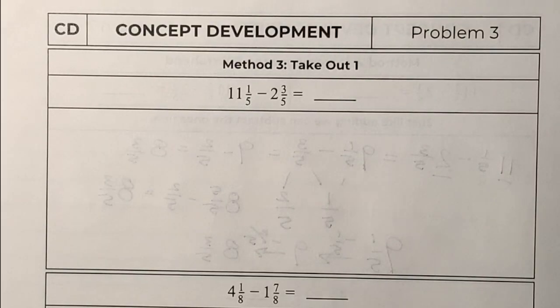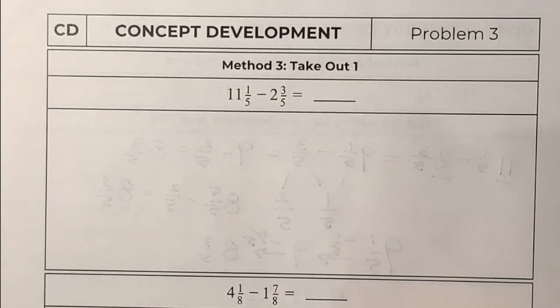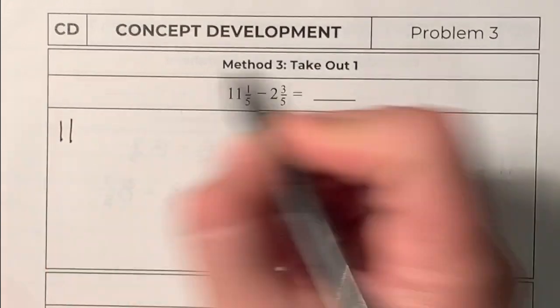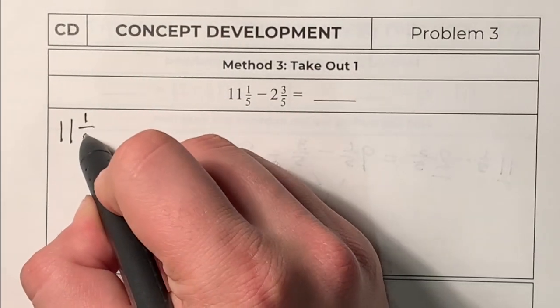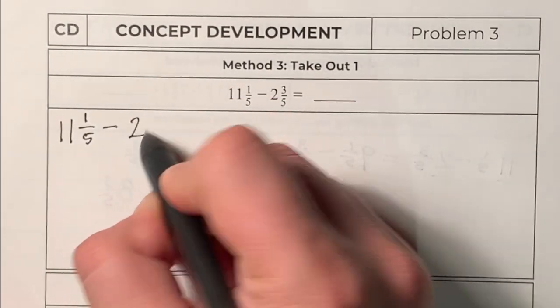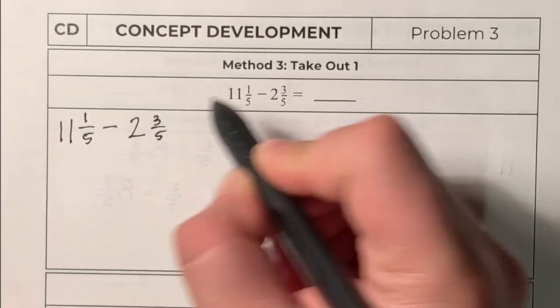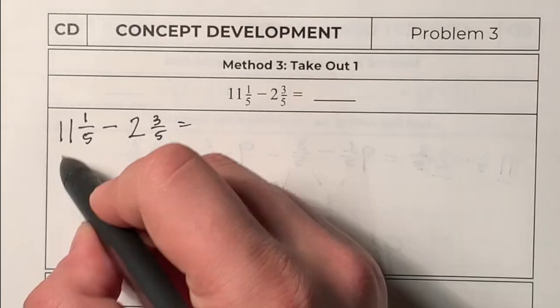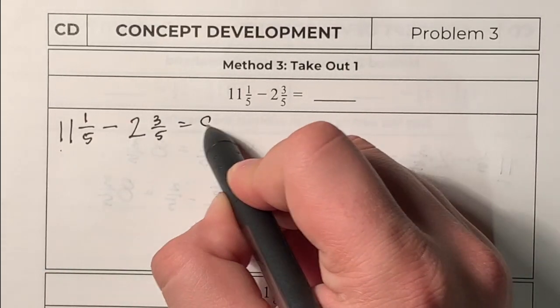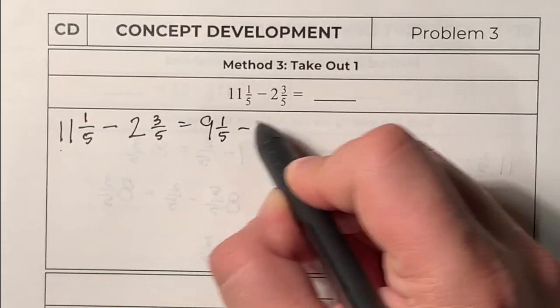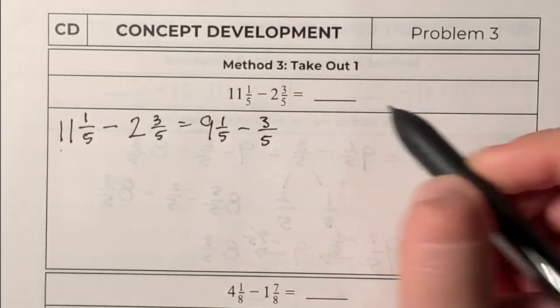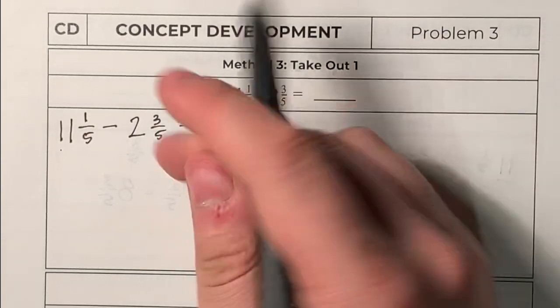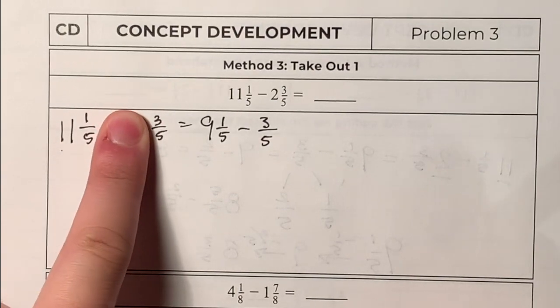Now for problem number 3, we're going to be doing our last method, which is taking out the 1. I'm going to start with that same exact problem that we did last time. This will show us how these two methods of working are similar and how they're different. For this, I start with subtracting the ones. 11 minus 2 is 9, and that 1/5 stays with. I take away the 3/5 that's left over once I take away the 2.